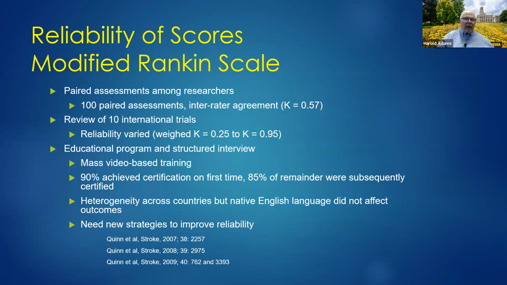What we found out was that just being an English language institution does not really affect outcomes. There have been a variety of studies that have used it, and new strategies include central adjudication to improve reliability of the scale. While this shows some negative features of the Rankin scale, it still remains a very valid and important rating instrument. Next slide.